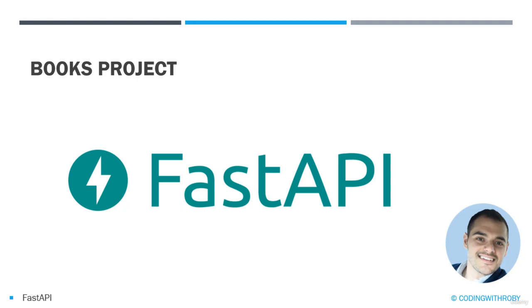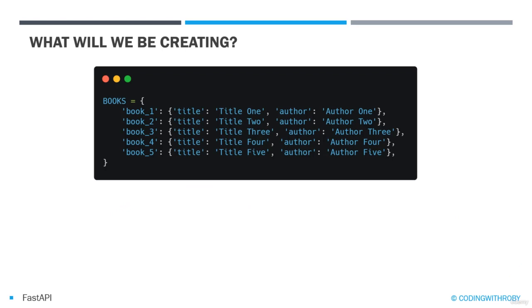And in this lecture, we will be going over the books project. What will our APIs be doing? We will start by creating a list of objects called books. Inside the list of books, we can see that we have 5 books with names that can identify each book, with the names being Book 1, Book 2, Book 3, Book 4, and Book 5.